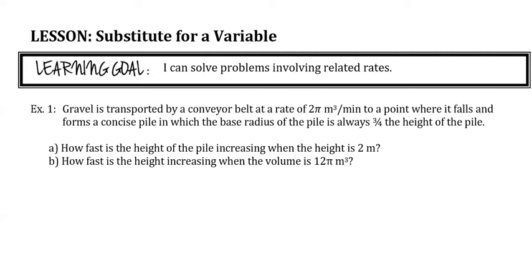Gravel is transported by a conveyor belt at a rate of 2 pi meters cubed per minute. What does that mean? Not what does a conveyor belt mean, but like what's it giving us right off the bat? Increase in volume. How do you know it was a volume? Because it's like gravel will take up space, and also it's in meters.